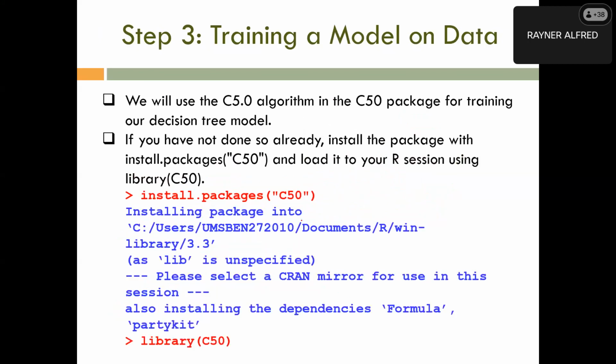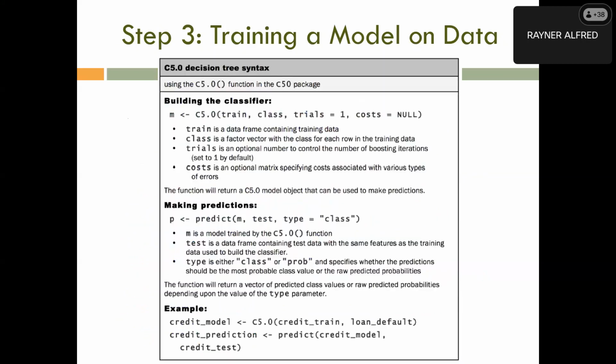The next step will be we need to get the model. So we first need to install the package and then load the package. This is C5.0, one of the algorithms called decision tree. Once we get that one, then we can use this to produce a model that uses the train data set that we have and the class. And the trials is one, which means that we only create one tree.